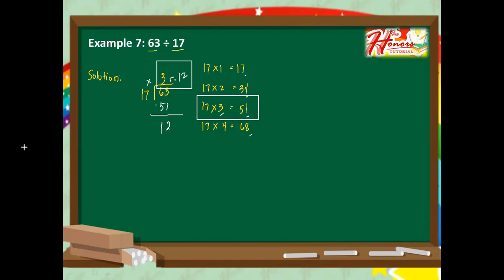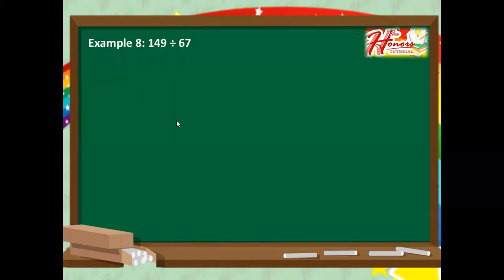Next, we also have here 149 divided by 67. Same process. I will be writing the word solution here. And then 149, which is our first given, will be our dividend here, meaning inside the division symbol. And 67 will be placed here as our divisor.